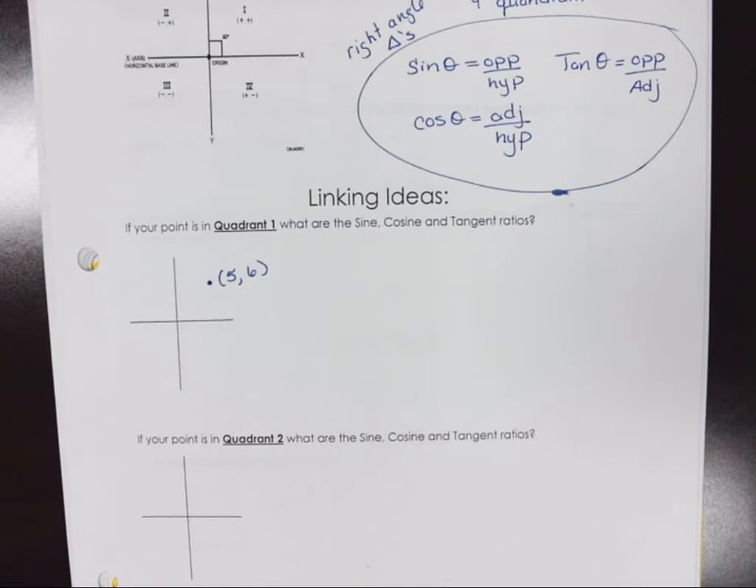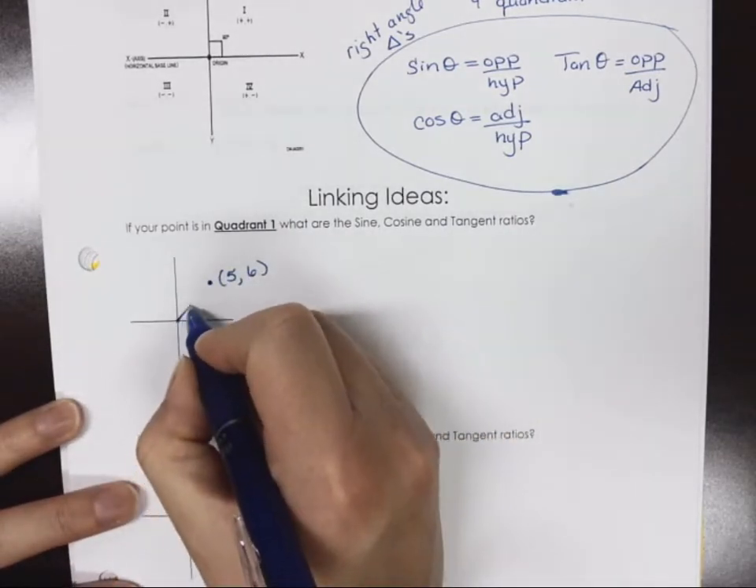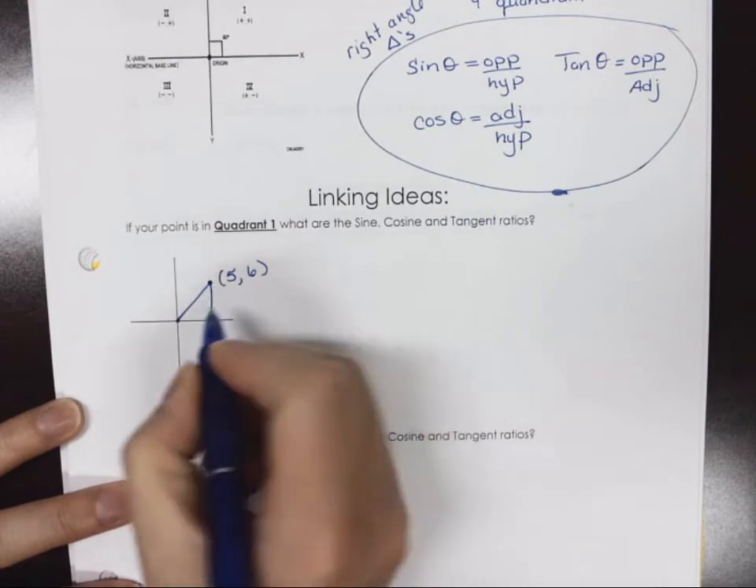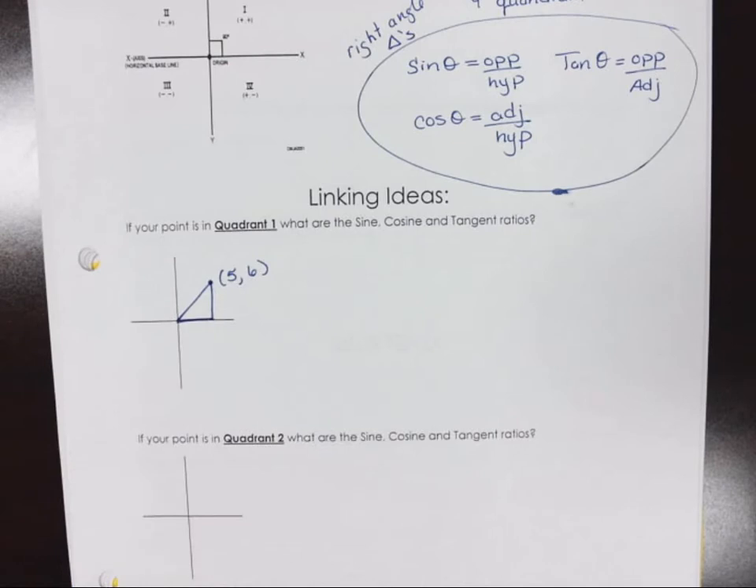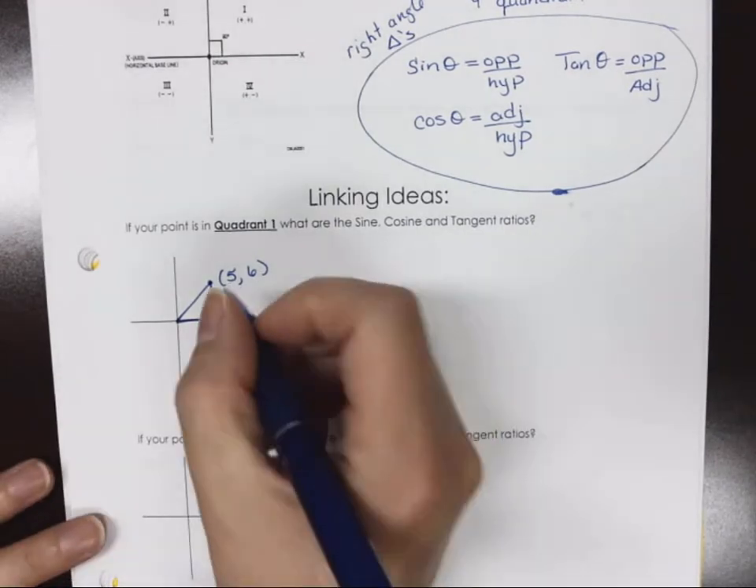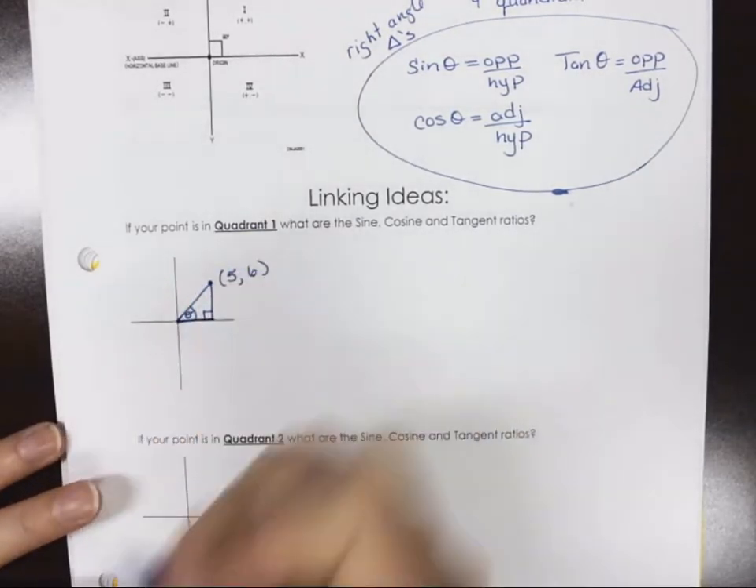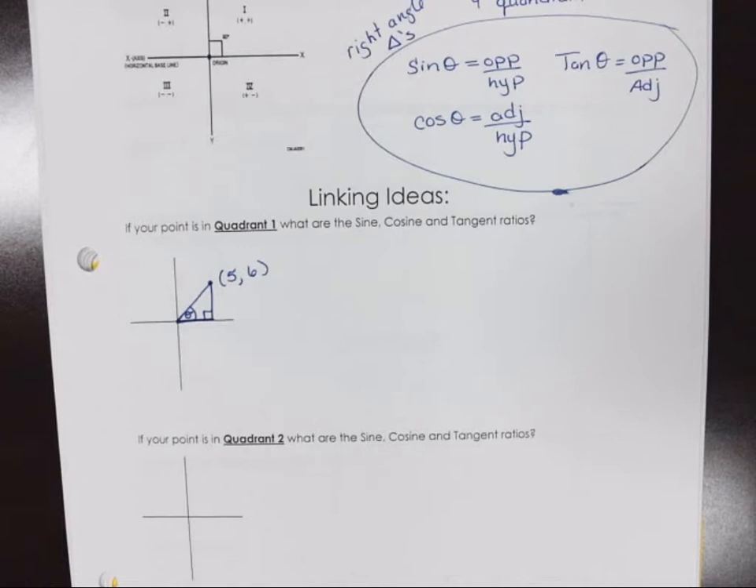Okay, so now let's draw a triangle based on that point. We're going to connect it from the origin to the point, and then we're going to draw our vertical line in, and then obviously our horizontal line. So you guys would agree that that's a right angle triangle, with my right angle being right there? Now the angle we're always measuring is at the origin. We are always trying to find that angle. If you know the point is 5, 6, you know something about that triangle already.